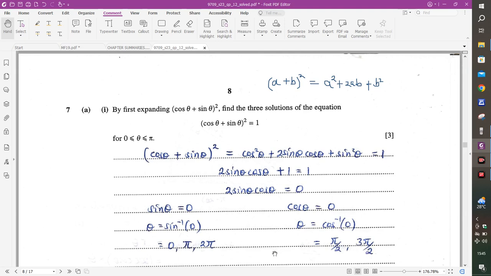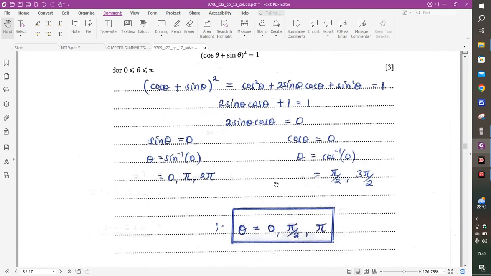So based on this domain here from 0 to 180, we shall pick 0, we shall pick 180, and here we shall pick 90. So those will be our solutions. Theta will be equal to 0, pi over 2, and then pi.